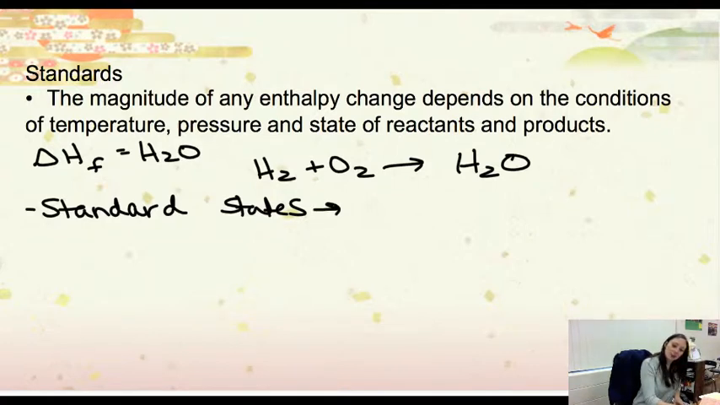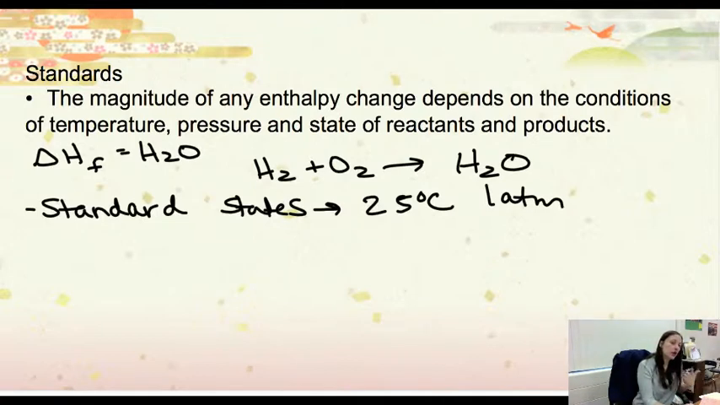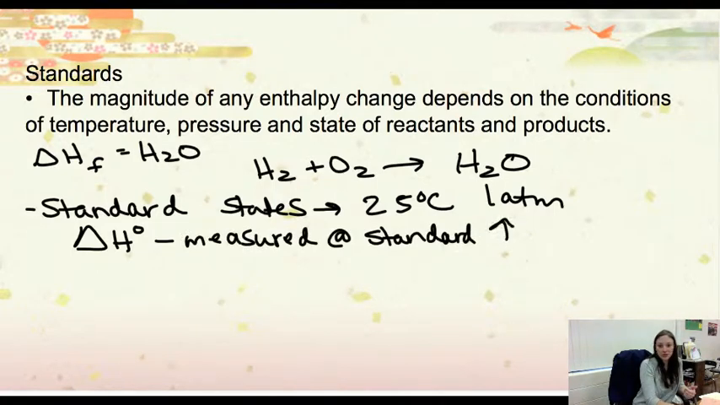So when we have these standards, we have standard states. And the standard here is 25 degrees Celsius and 1 atmosphere. So these enthalpy values were taken at 25 degrees Celsius and 1 atmosphere. If you see a delta H with a little, what they're called knots, at the top, looking like zeros or O's at the top, that indicates that the enthalpy was measured at standard, which is that 25 degrees Celsius and the 1 atmosphere. So then if I see delta H not with an F, then that's the standard enthalpy of formation.